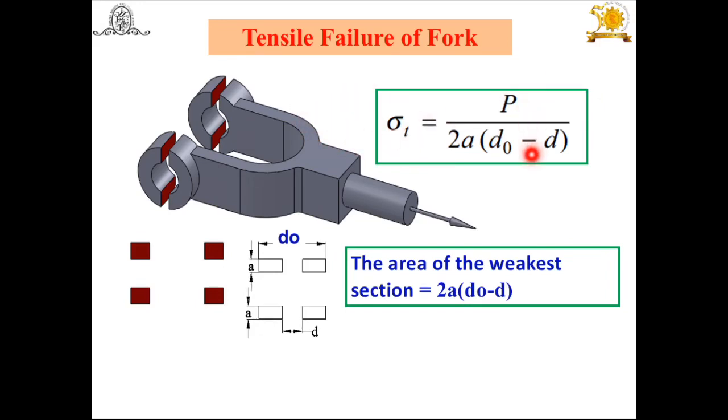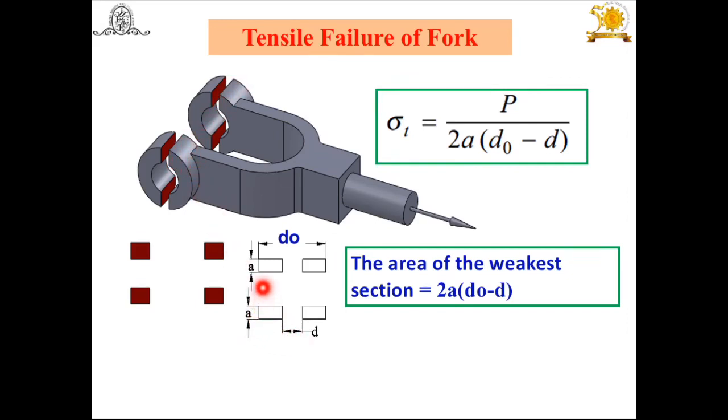Sigma T is equal to P by area. But look at this. Again consider the area of the weakest section, which we will get at the pinhole. But in this case, this fork consists of two eyes. This is one eye and this is the second eye. That means these total four areas you have to consider: 1, 2, 3, 4. How to find out this? The area of this weakest section: total outer diameter is small do, inside is small d, then the thickness of this eye of the fork, bottom as well as the top, is small a.